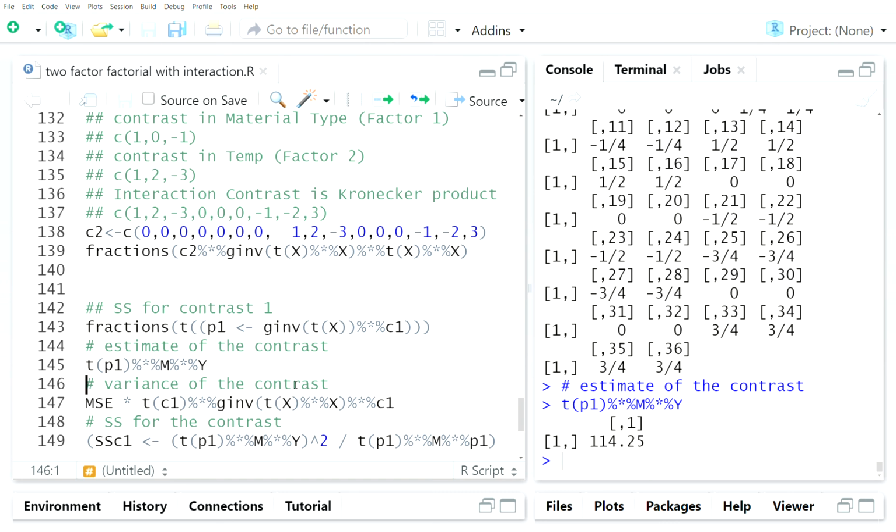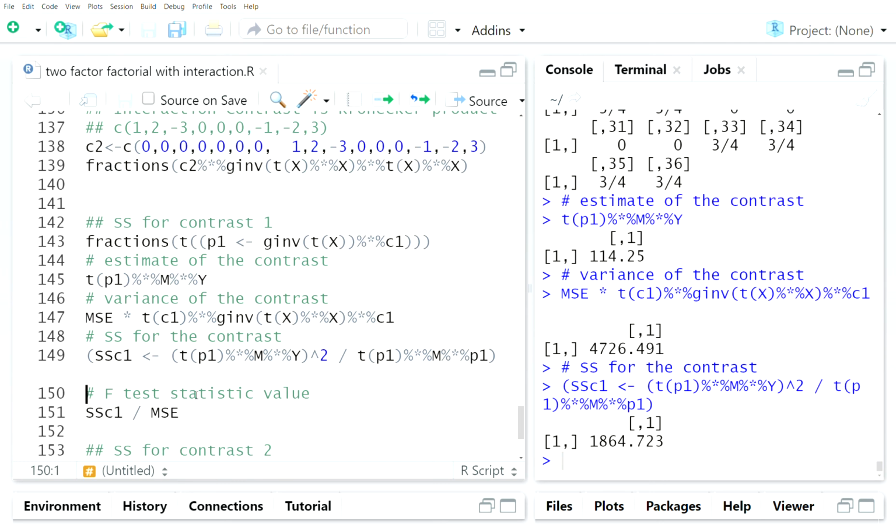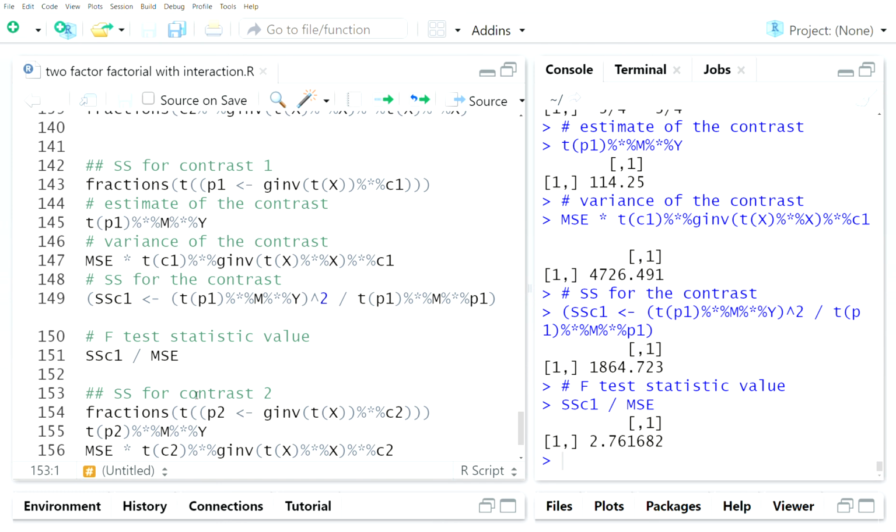So it's 114. And then the variance is this, of the variance of that estimable function, or the contrast. And these formulas are derived in that little mini series on estimability. And then this is the sum of squares associated with that estimable function. And here's the F test statistic associated with it.